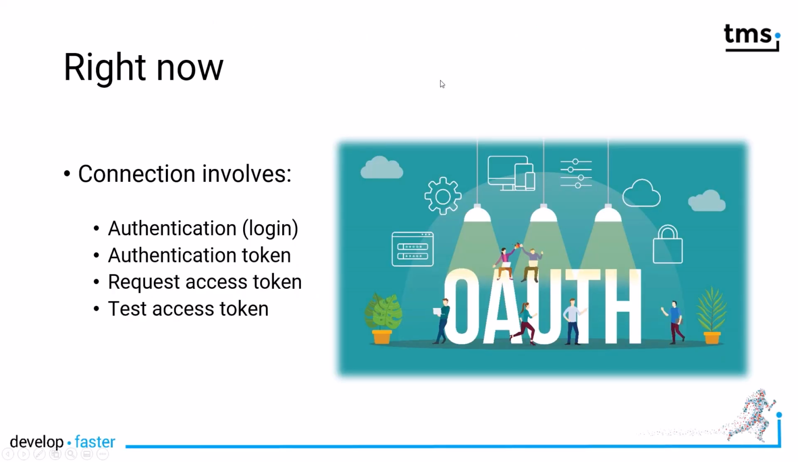Right now, the connection involves that you authenticate, log in to the service, you provide your username and password, and you get an authentication token, and then your client application is able to request the access token. When that access token is retrieved, you test if it works. If it doesn't work, you request another access token, and so on. That is the current implementation.